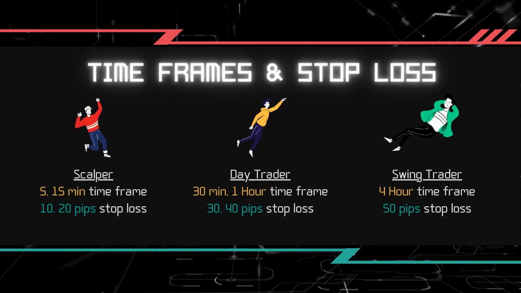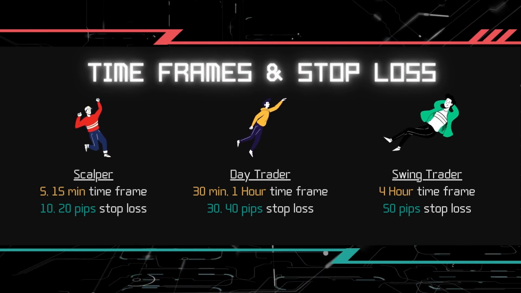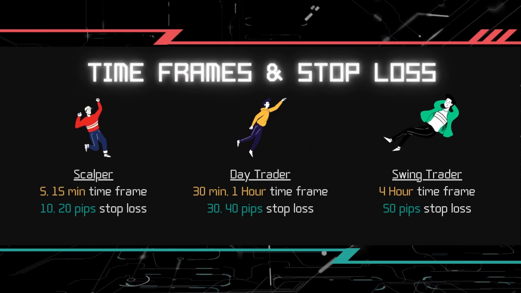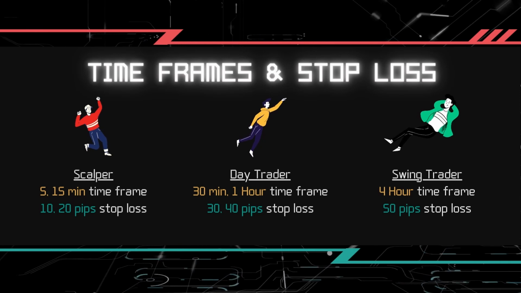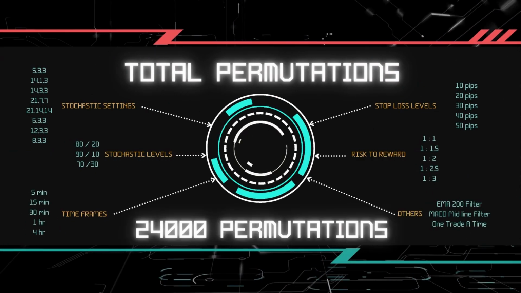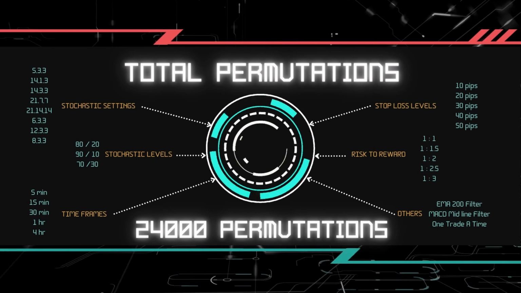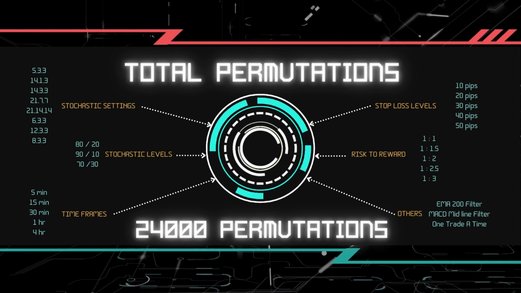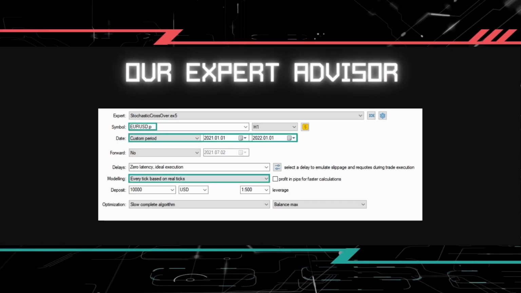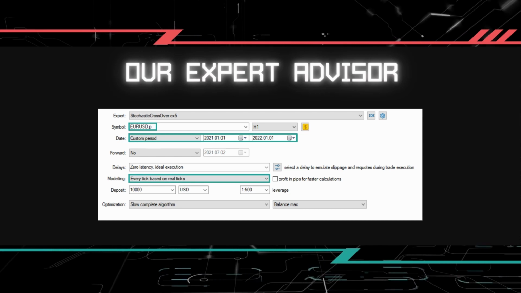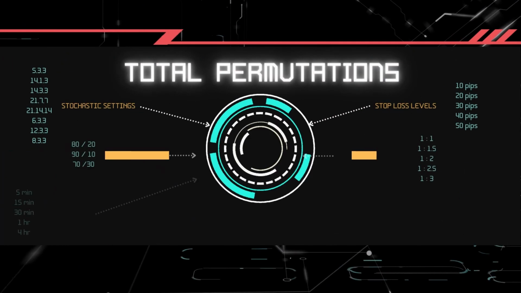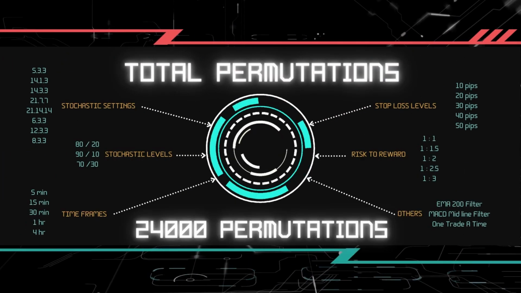We would also test different stop-loss levels, ranging from 10 pips to 50 pips with a 10 pips increment. This is to simulate the trades profile of a scalper, day and swing trader. Our risk-to-reward ratio will be ranging from 1 to 3 with an increment of 0.5. With all these different permutations in mind, we have coded an expert advisor to help us with the backtest. Our backtest will be on the Euro-USD, using the tick data from 1st of January 2021 to 1st of January 2022. We have a total of 24,000 permutations to test.